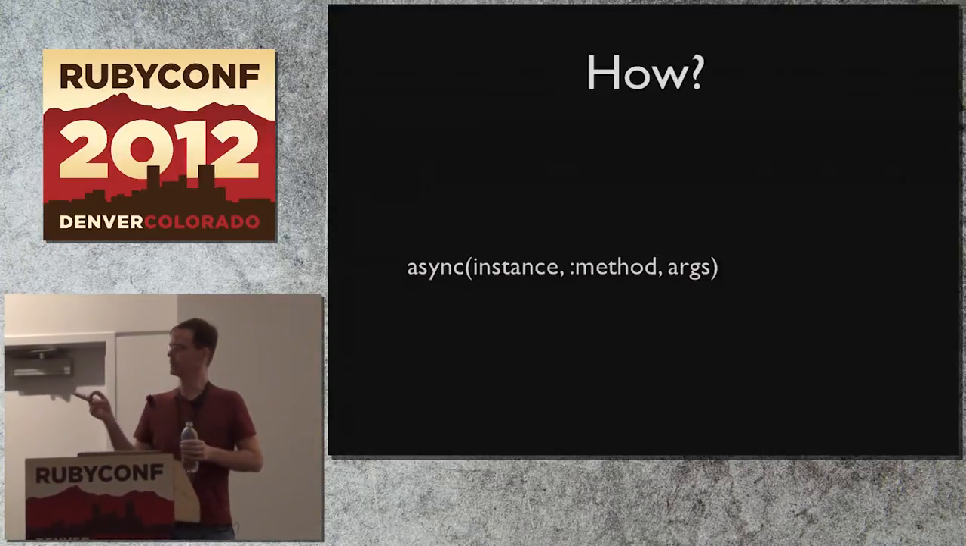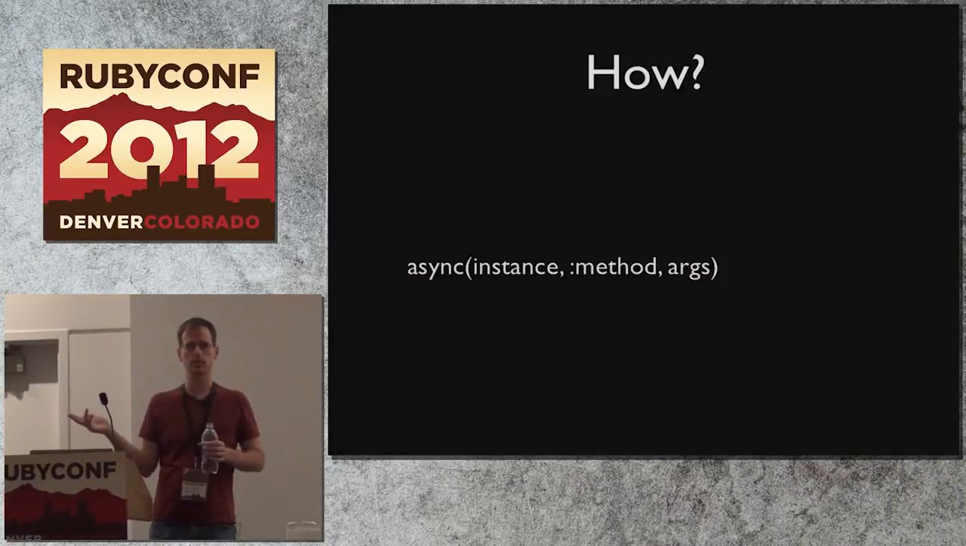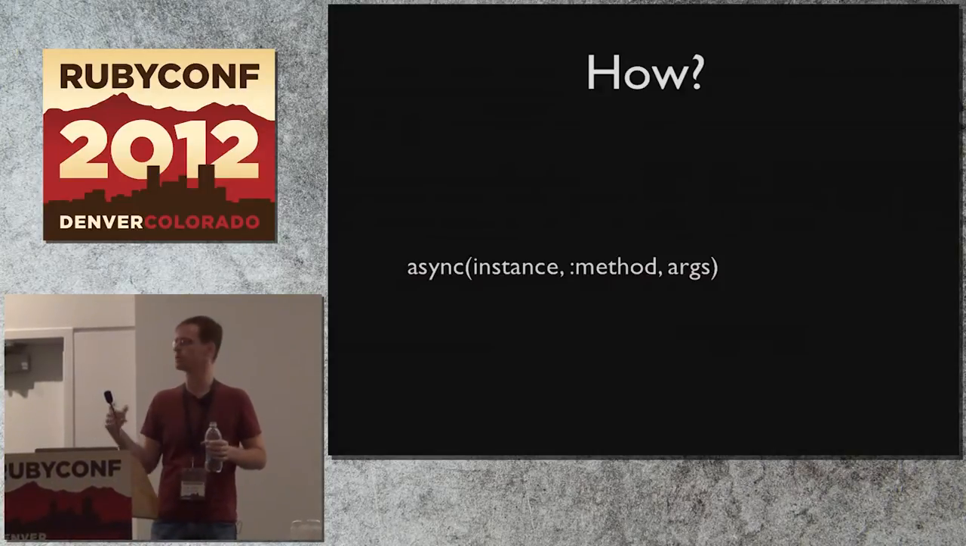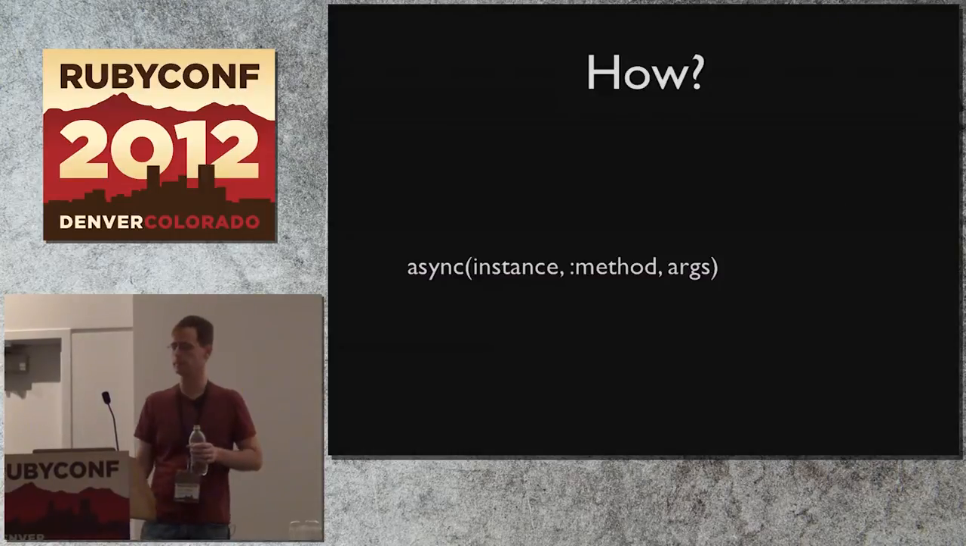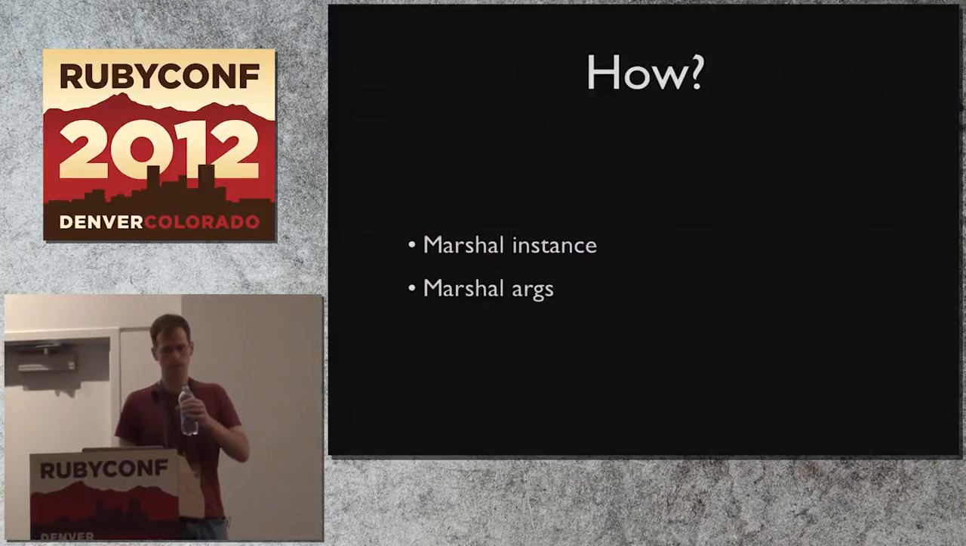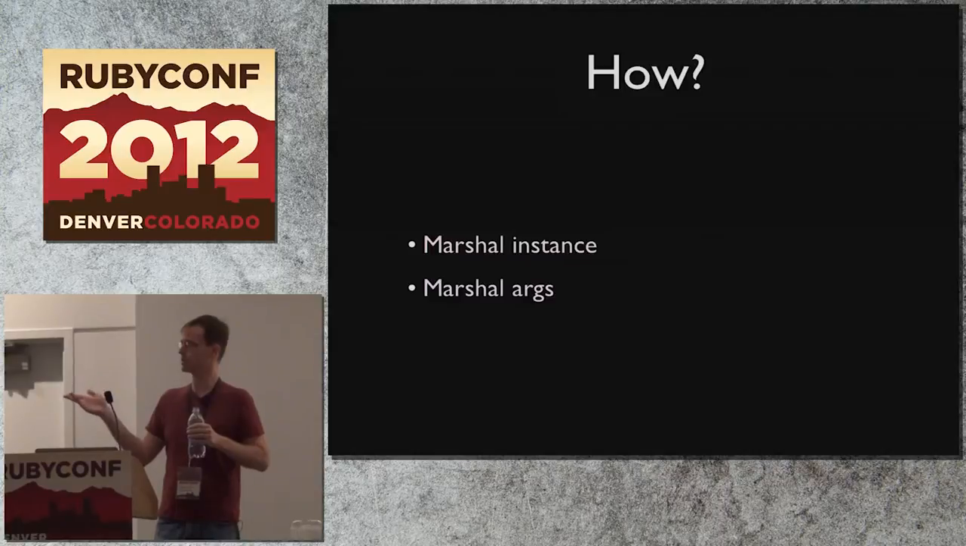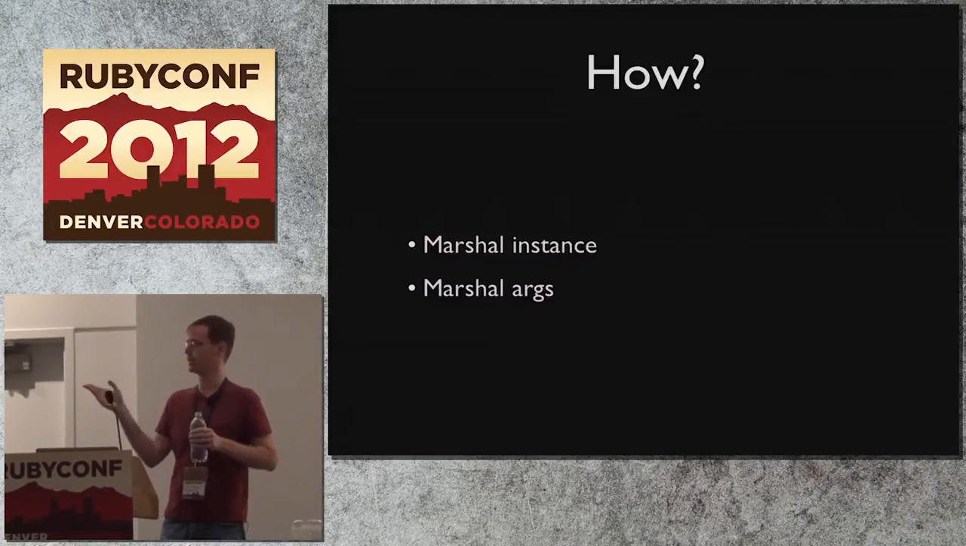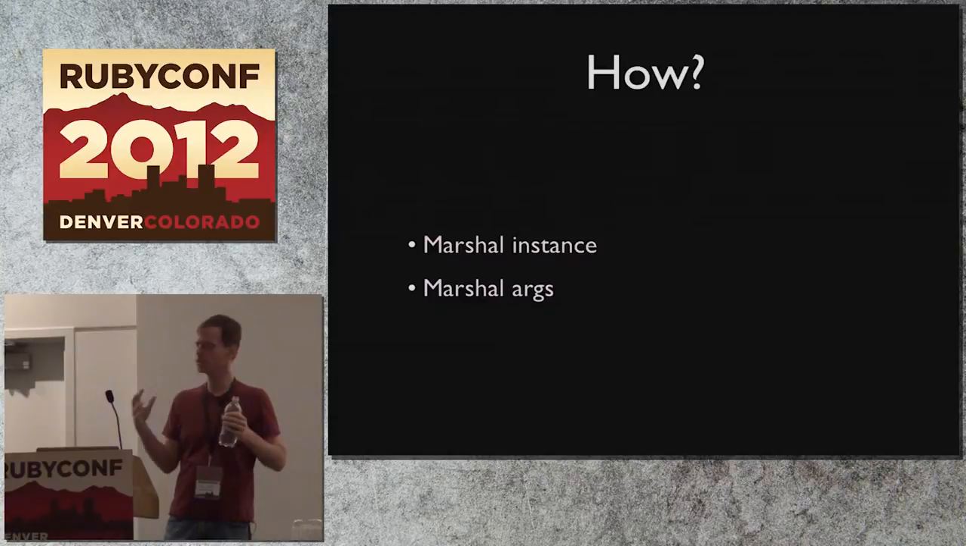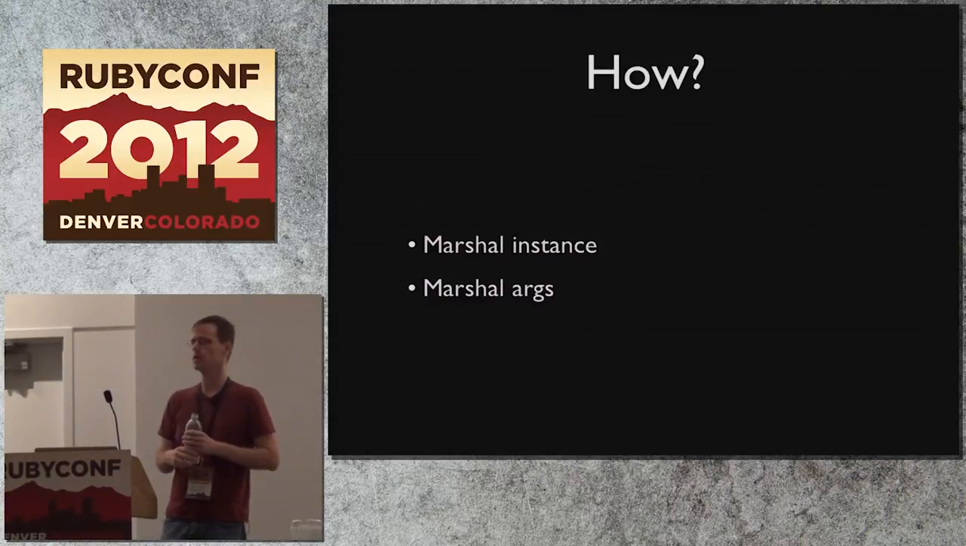And in effect, that's how the Rails 4 queuing API is going to work. You give it an instance, it marshals the instance over to a separate process, and then calls a method on it. However, the problem with this is you still have a lot of data that you're going to marshal. That instance could have a lot of data in it, you just don't know. Also, the arguments could be large. They could be full objects themselves, so there could be a lot of data associated with this.